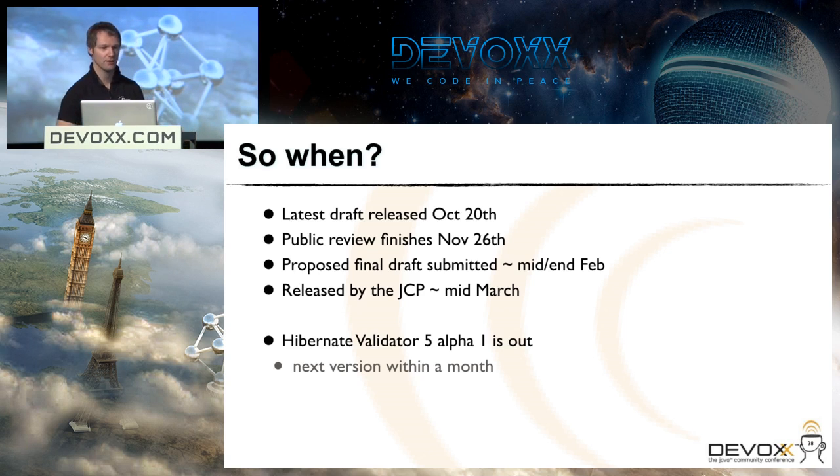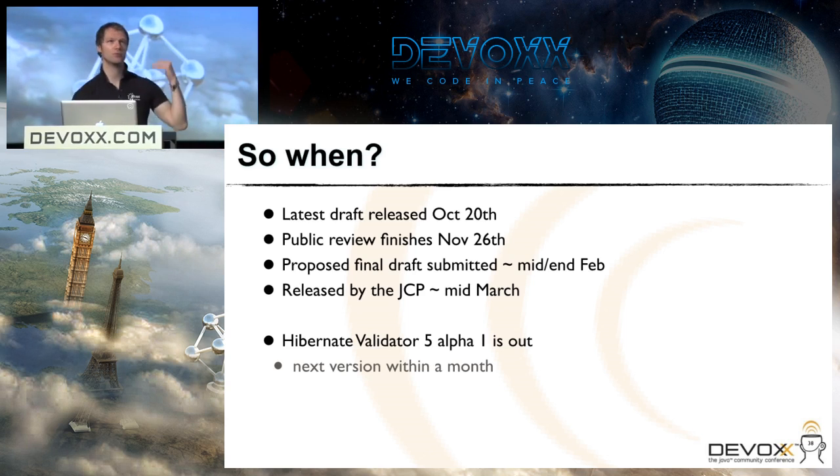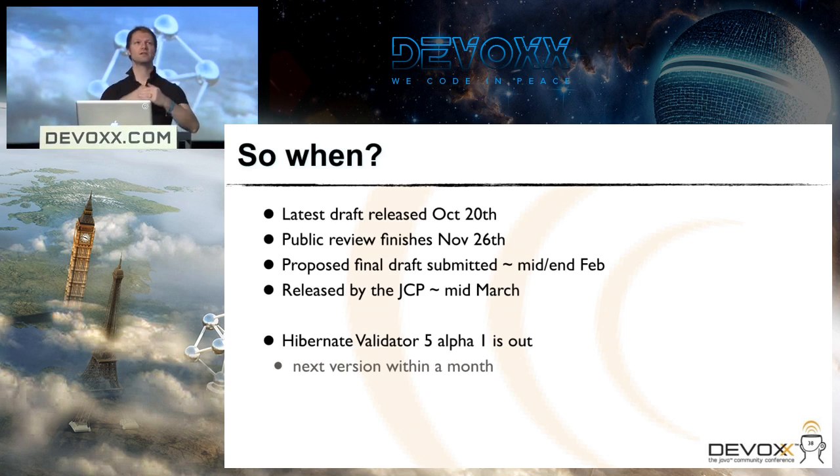When is it coming? I've got a few dates here. The ones in the past are correct for sure. The ones in the future are probably correct. What's going on is we've released a public review draft, which is a major milestone in the life cycle of a JCP JSR. So it's getting voted at the end of November.